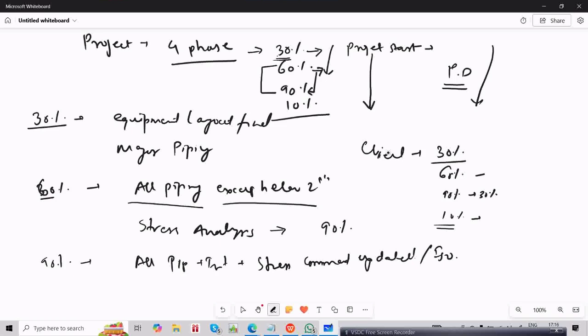Why? Because of the as-built drawings. The more as-built drawings you produce, the more the amount will be deducted from there. So this is how the project will work. Now let's come to the disciplines.